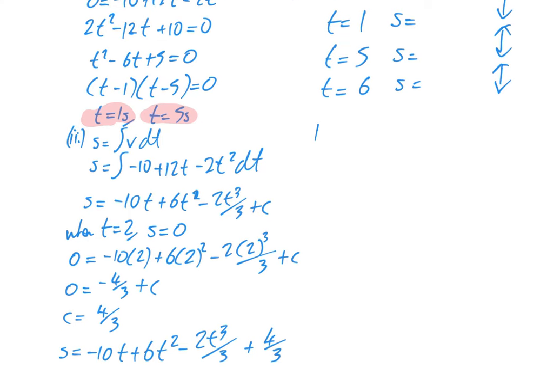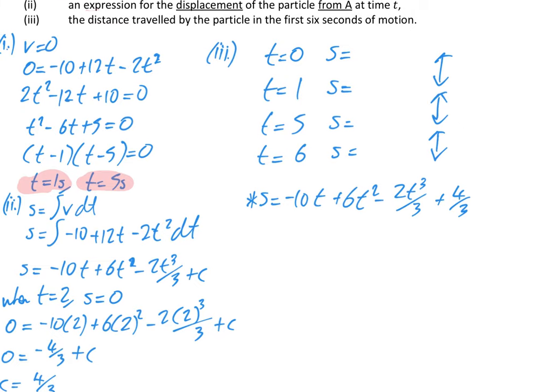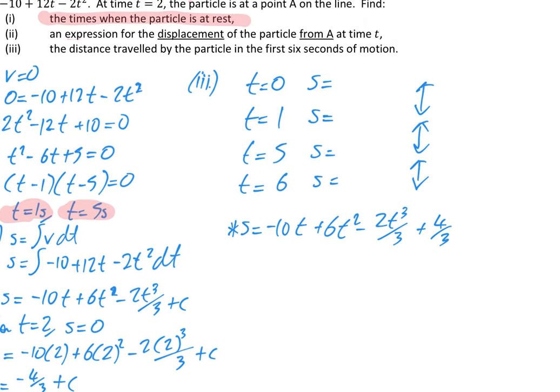s was equal to minus 10t plus 6t squared minus 2t cubed over 3 plus 4 over 3. So when you put t equals 0 into that, you just get the answer of 4 over 3. We put t equals 1 into that, and you show a little bit of working out and see what you get. We'll just do that here very quickly.